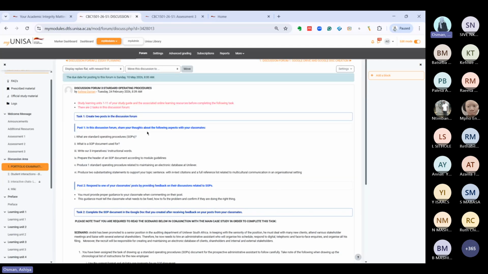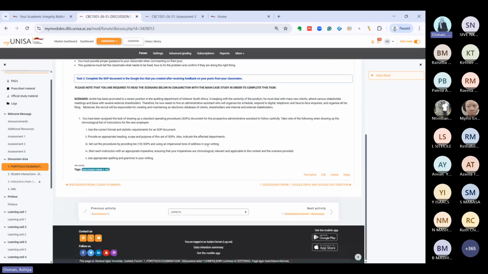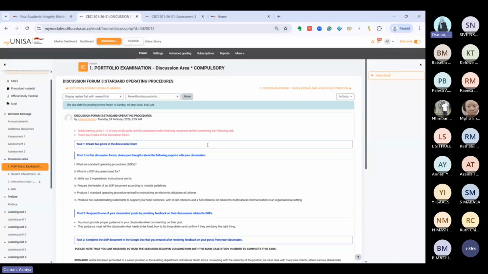is task 1. You have to create the 2 posts. And task 2, you have to create the SOP document in your Google Doc, all right? So I hope all this makes sense to you. And I think I've gone through everything.